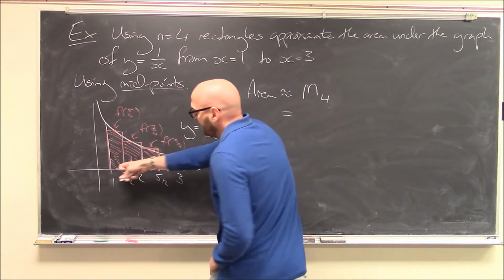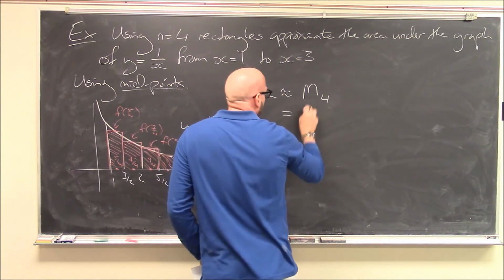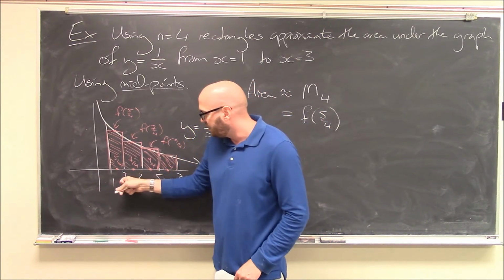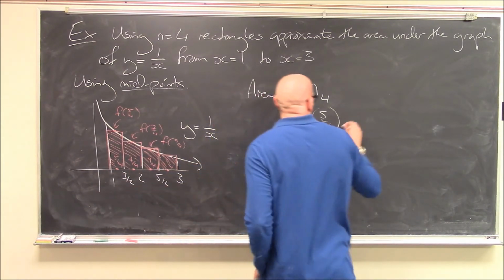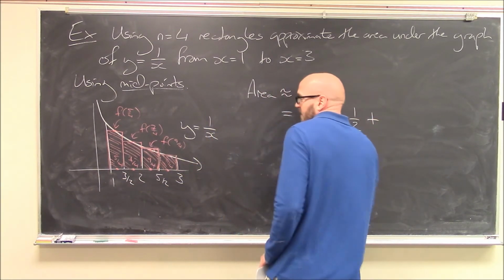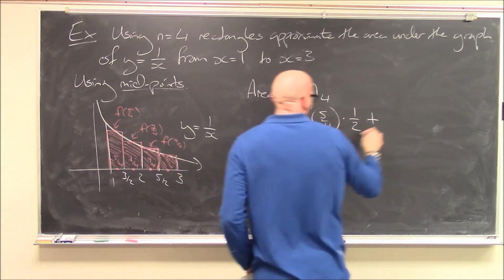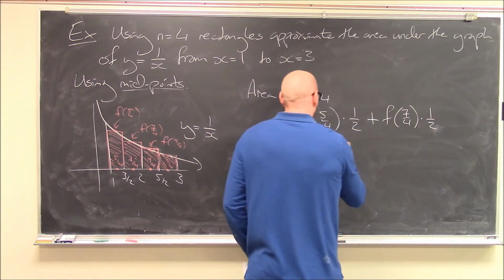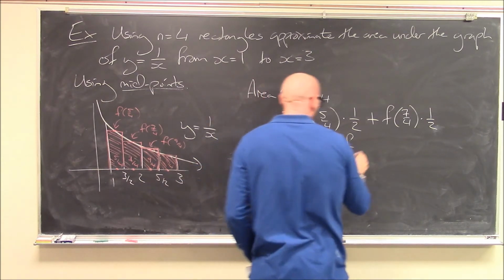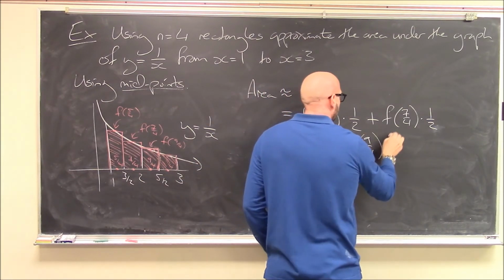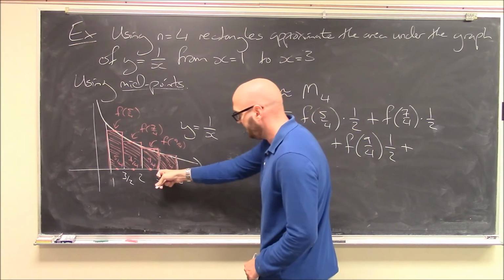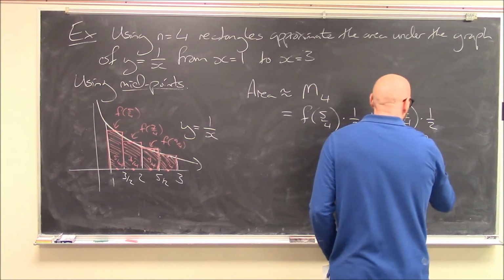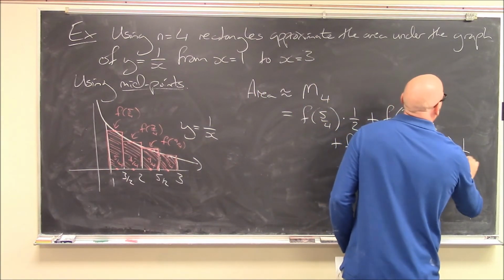So what do we have? We've got the area of the first rectangle, height f of 5/4, the function evaluated at the midpoint of the interval, times the width. And the width of each rectangle is 1/2, times 1/2. Plus the next one, the height of the next rectangle, f of 7/4, times 1/2. Plus the next one, f of 9/4, times 1/2. And lastly, we had 11/4. I haven't indicated the point there, but that's f of 11/4 times its width, 1/2.